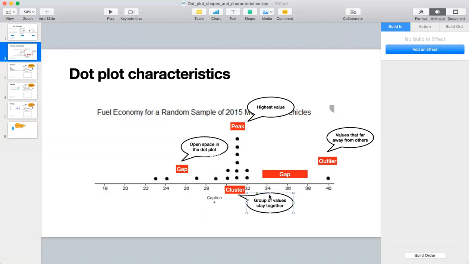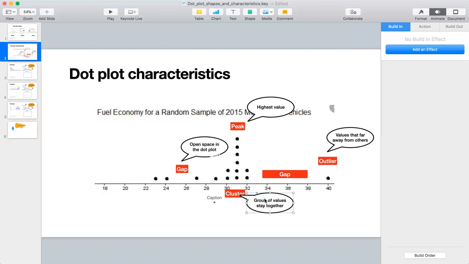Here we go. A cluster is a group of values that stay together. So in this scenario, they cluster from, I would say, 29 to 32. We have a group of data that stay together.